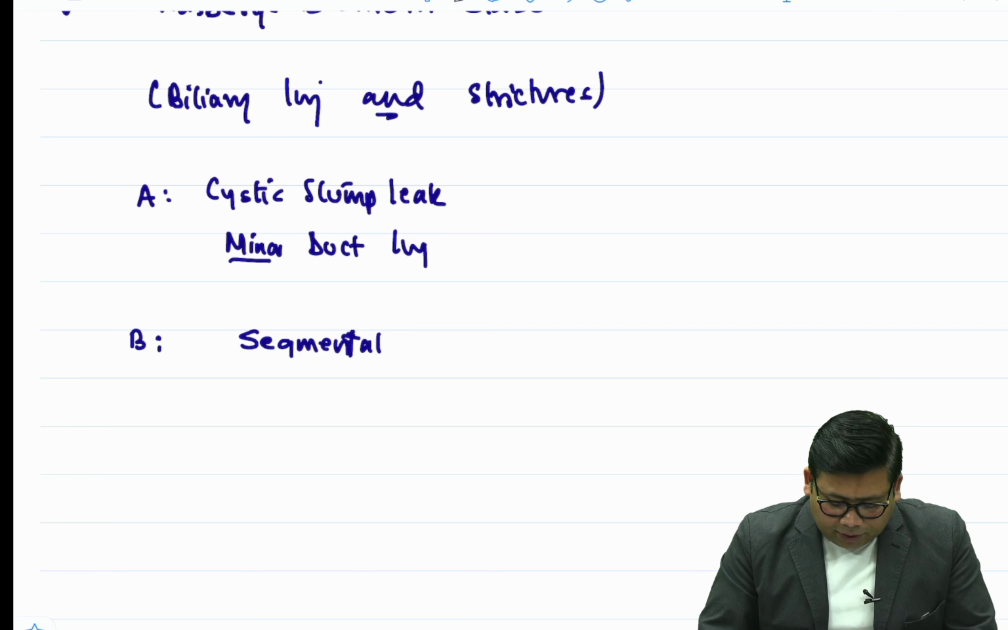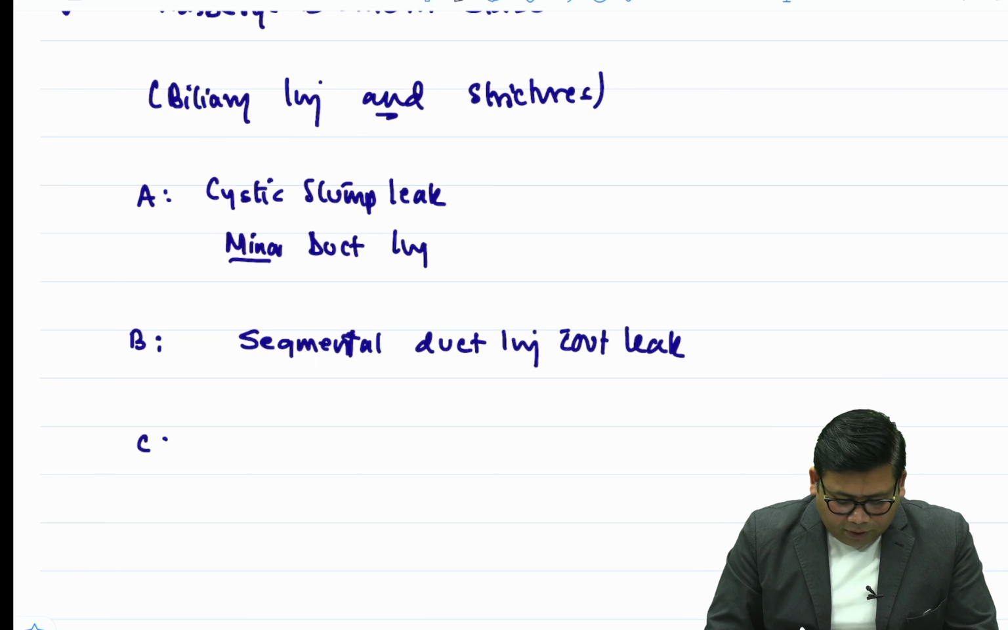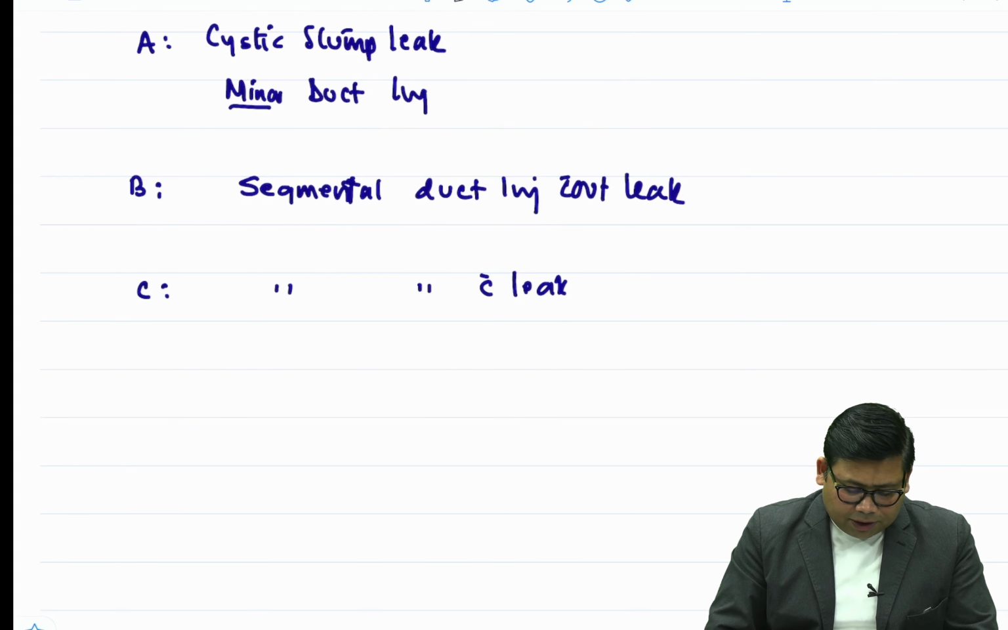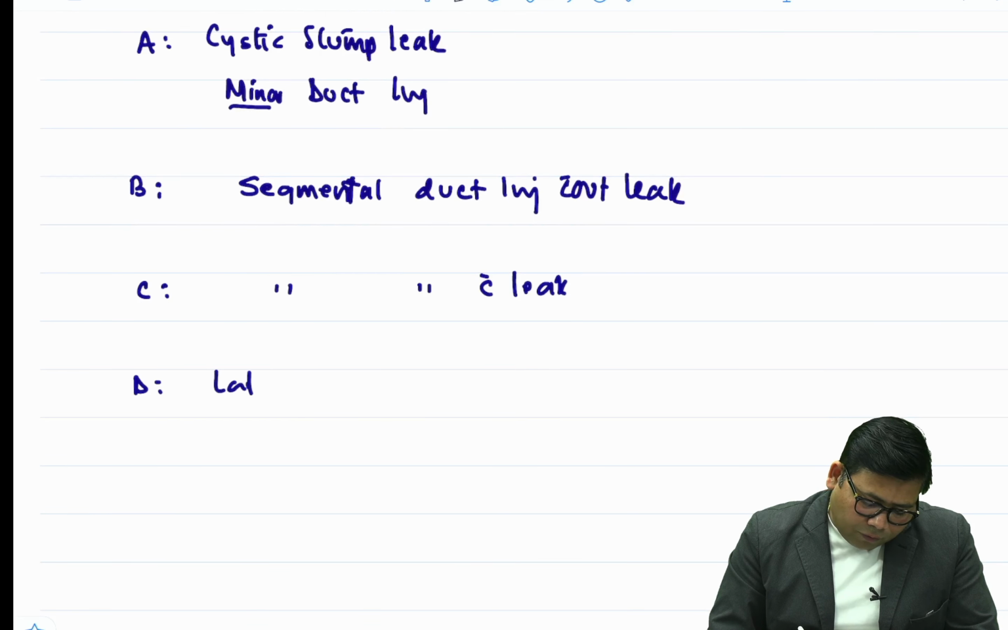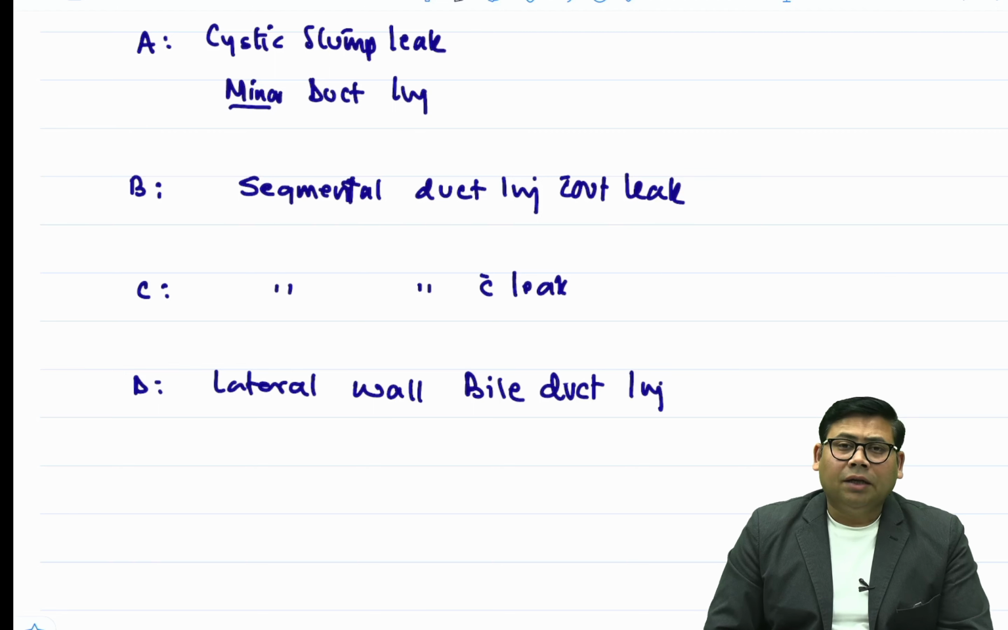So segmental duct injury without leak, that is type B. What is type C? Segmental duct injury with leak, that is type C. Type D is a lateral wall bile duct injury. So major injuries are on the bile duct, and major bile duct injuries are classified as type D.